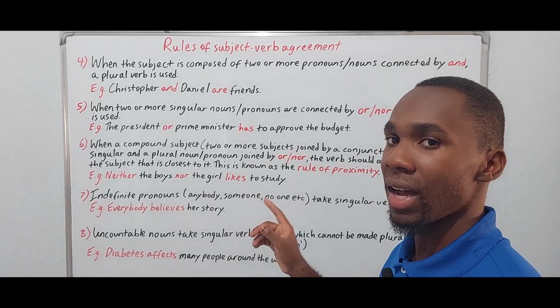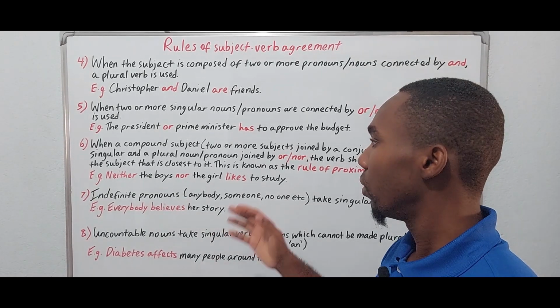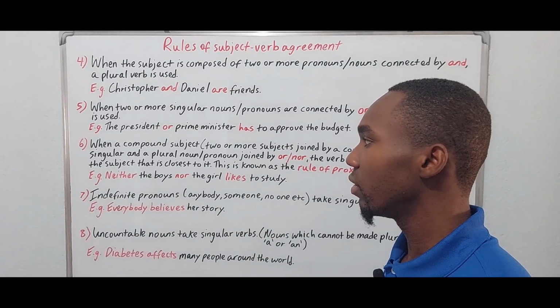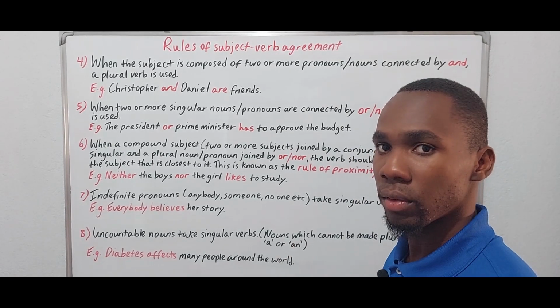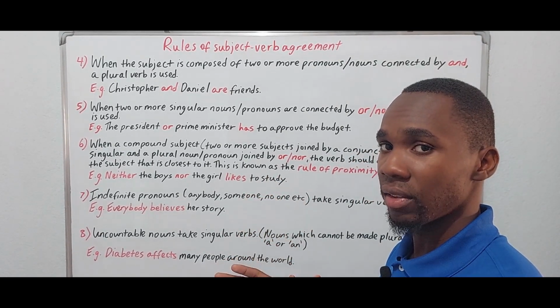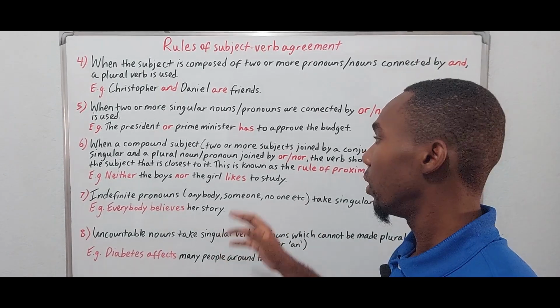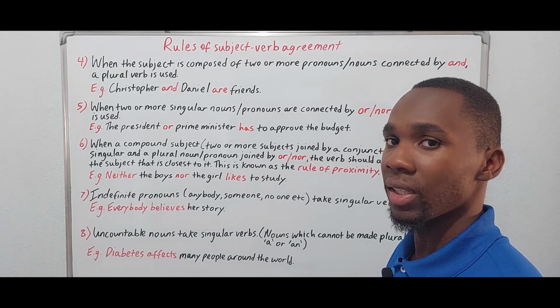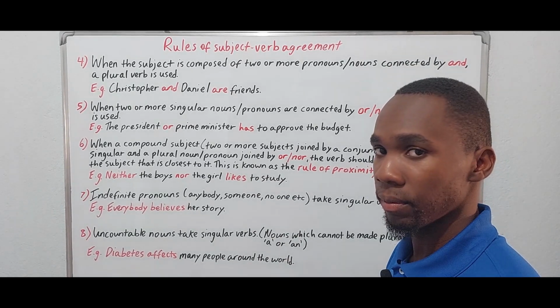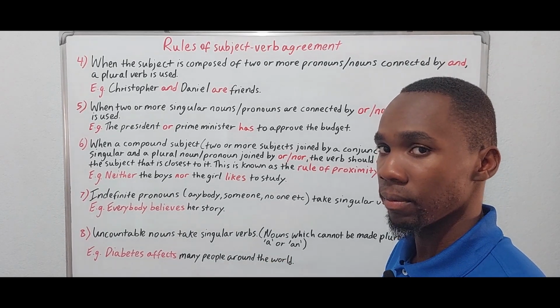Because once again, this is not "and." So when we have these constructions, "or" and "nor," with the verb, and we have a subject that is singular and a subject that is plural, the verb is going to agree with the subject that is closest to it. So remember, that is called the rule of proximity.